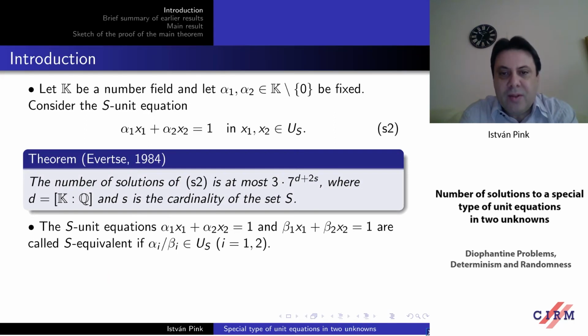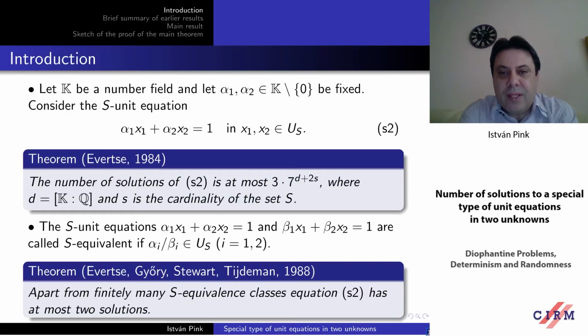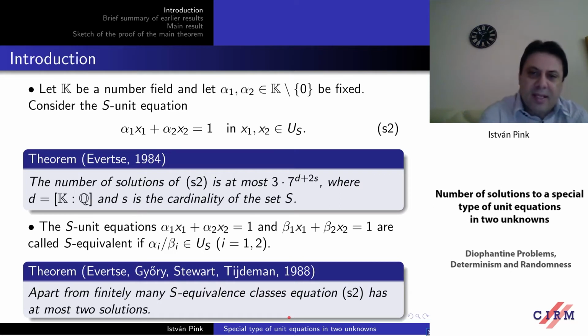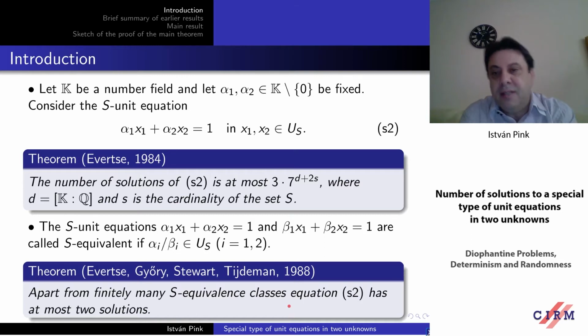One more result. We call two S-unit equations S-equivalent if alpha i over beta i is itself an S-unit for i equals 1 and 2. And the classical result of Evertse, Dury, Stewart, and Tijdeman says that apart from finitely many S-equivalence classes, equation (S2) has at most two solutions. So this is a nice result. The upper bound for the number of solutions is really very sharp on the one hand, but on the other hand, it is an ineffective result, and it doesn't give any information about the explicit number of so-called exceptional S-equivalence classes.